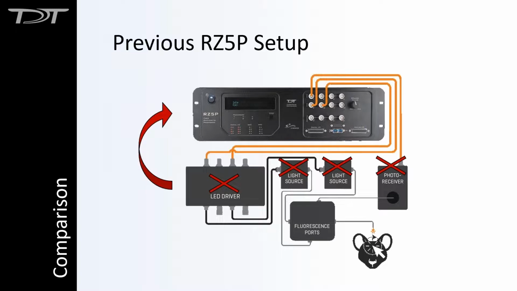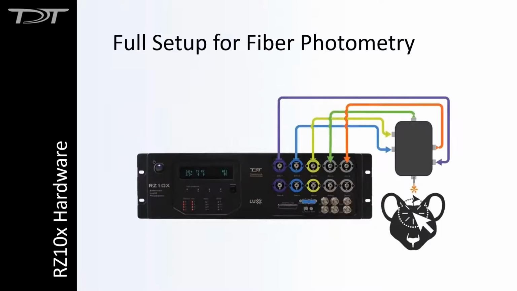What we have done is integrated most of these components into the RZ10X. So now, this is what a complete system looks like. The only additional component you need is the optical filter. And then, of course, the fiber optic cables to connect all of the LUX components to the filter and then to connect to your animal.